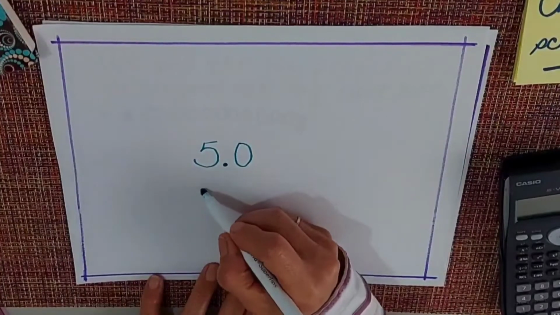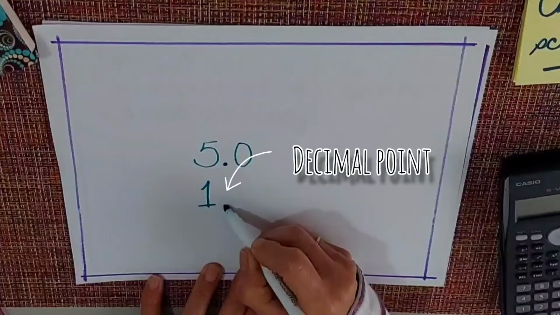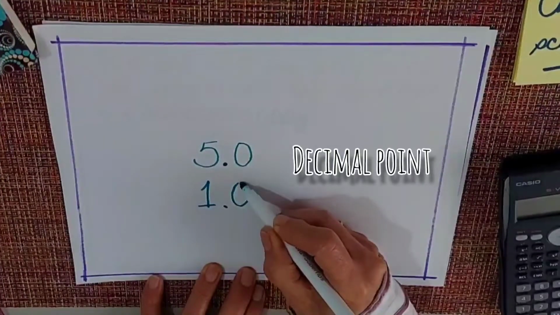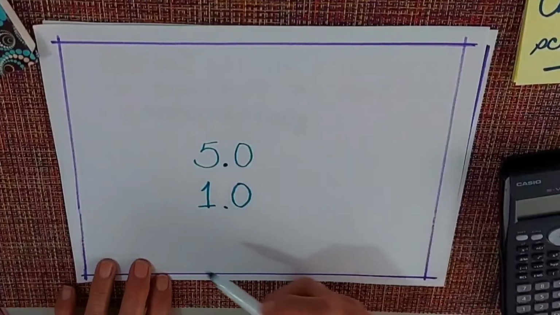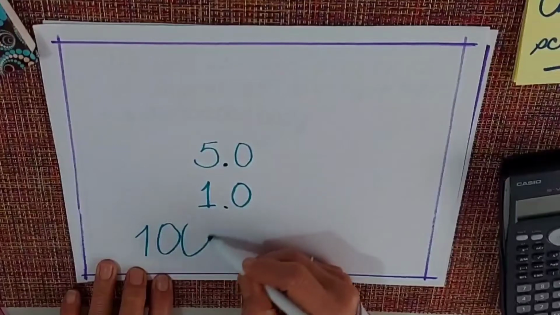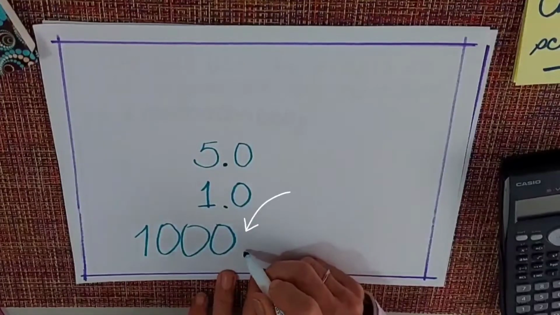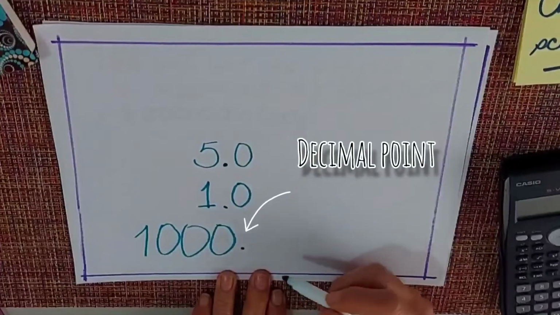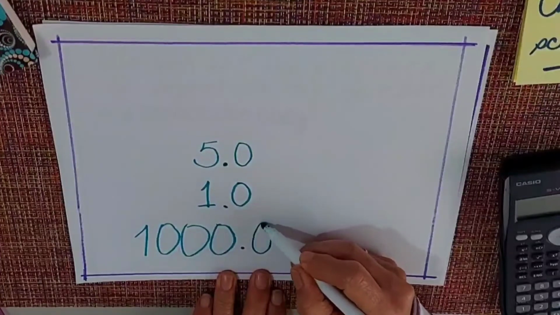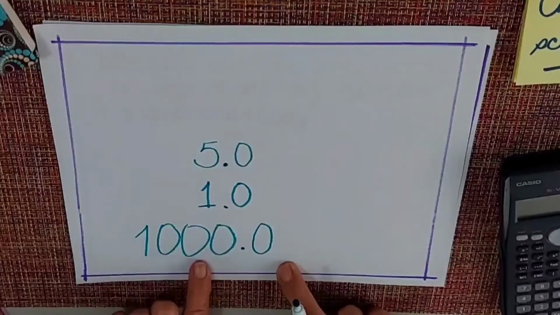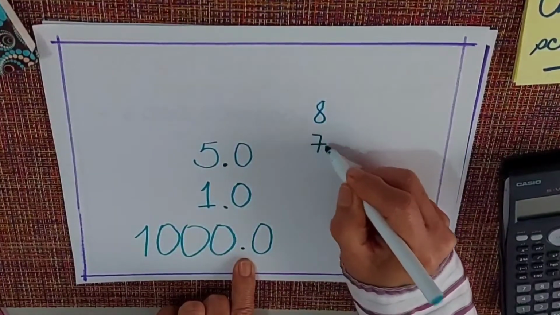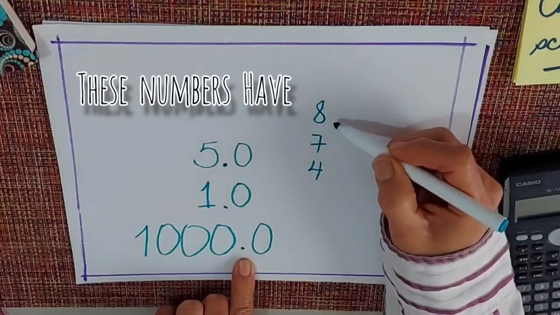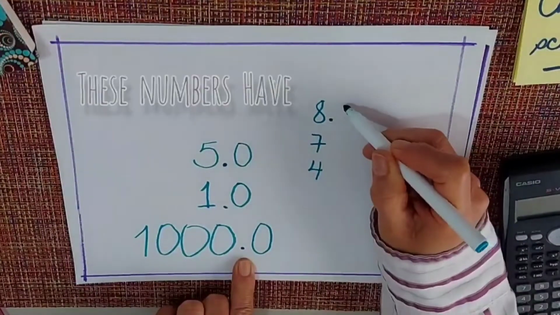Then if we write the number 1, the decimal point is here and we need to write the 0 for the fractions because we only have 1 unit. If we want 1,000 units, we also need to write the decimal point here and 1 0 here. That indicates that we have only 1,000 units. Then when you see 8, 7, 4, these numbers have a decimal point here.